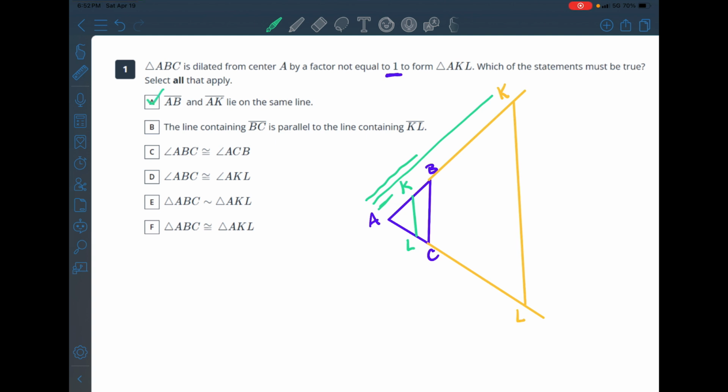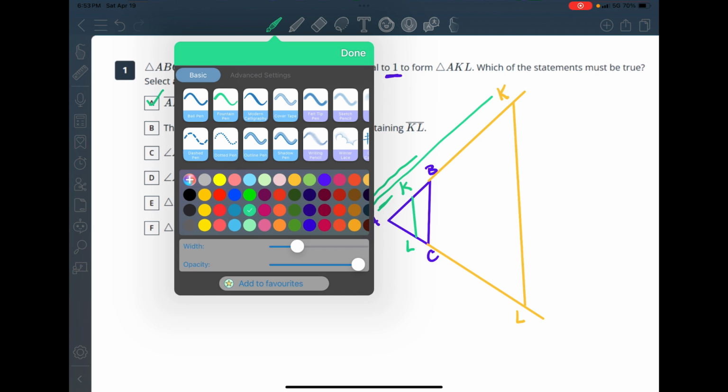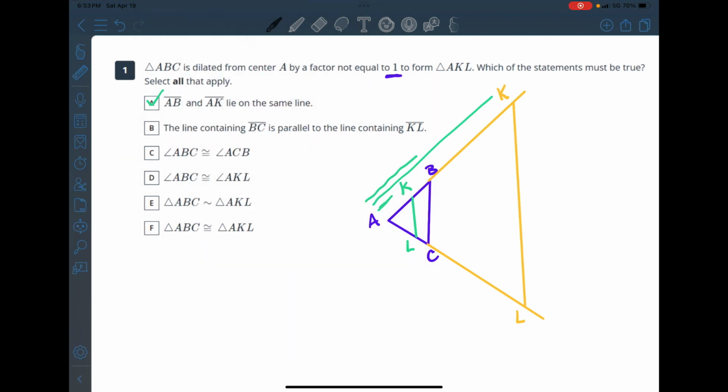Then it says the line containing BC is parallel to the line containing KL. Well, in our last slides, we talked about dilation, and we said that a dilation brings those lines parallel. So if we have line BC, then KL is going to be parallel. So that works also.